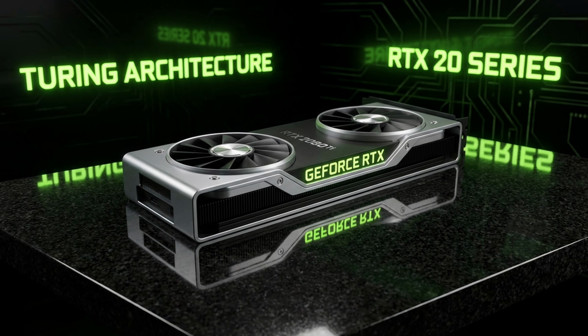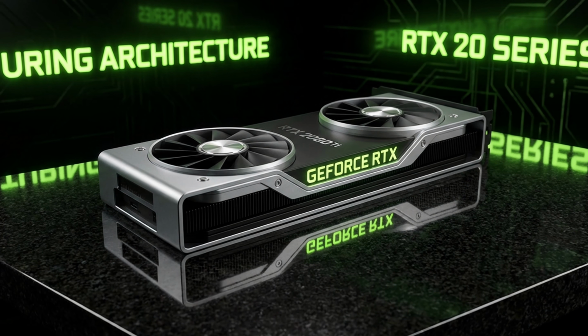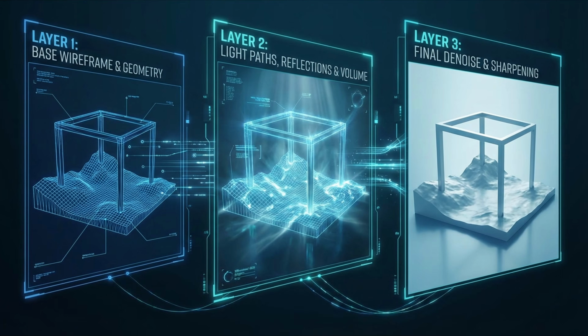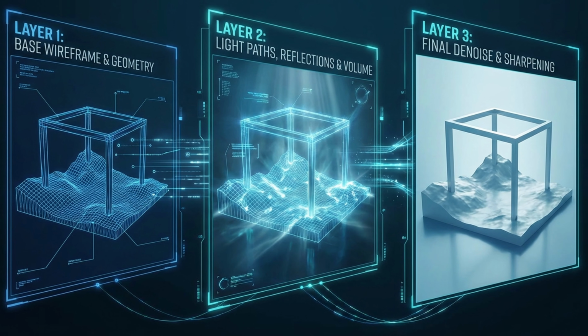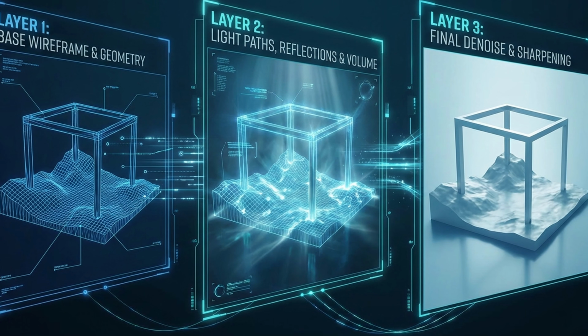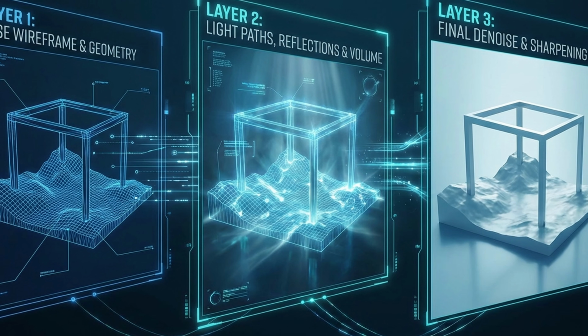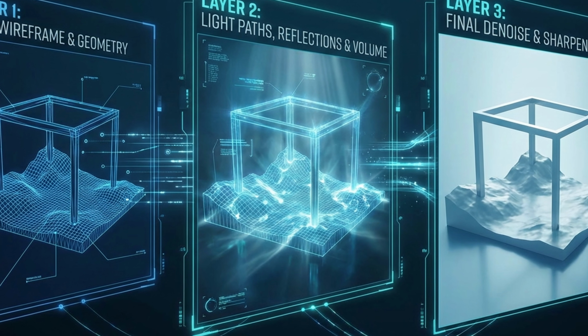This architectural bifurcation was formally introduced to the world with the launch of the NVIDIA Turing architecture in the fall of 2018. The Turing architecture introduced a revolutionary concept known as hybrid rendering, which combined traditional polygon rasterization, real-time hardware-accelerated ray tracing, and artificial intelligence-driven image enhancement into a single cohesive processing pipeline.